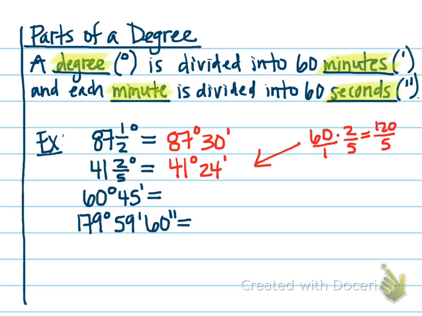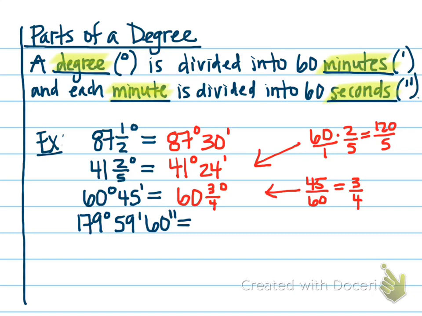Now we can try to go in the reverse way. We can try to take the degrees, minutes, and seconds and rewrite it in just degrees as a fraction. So we're going out the other way. If you look at the third one, we've got 60 degrees and 45 minutes. So we've got 60 whole degrees. We have to figure out what fraction of a degree is 45 minutes. Well, 1 degree is 60 minutes. So we just think, what's 45 minutes out of the total 60 minutes in 1 degree? Well, that's going to reduce to 3/4. So it would be 60 degrees and 3/4 of a degree, or 60 and 3/4 degrees.